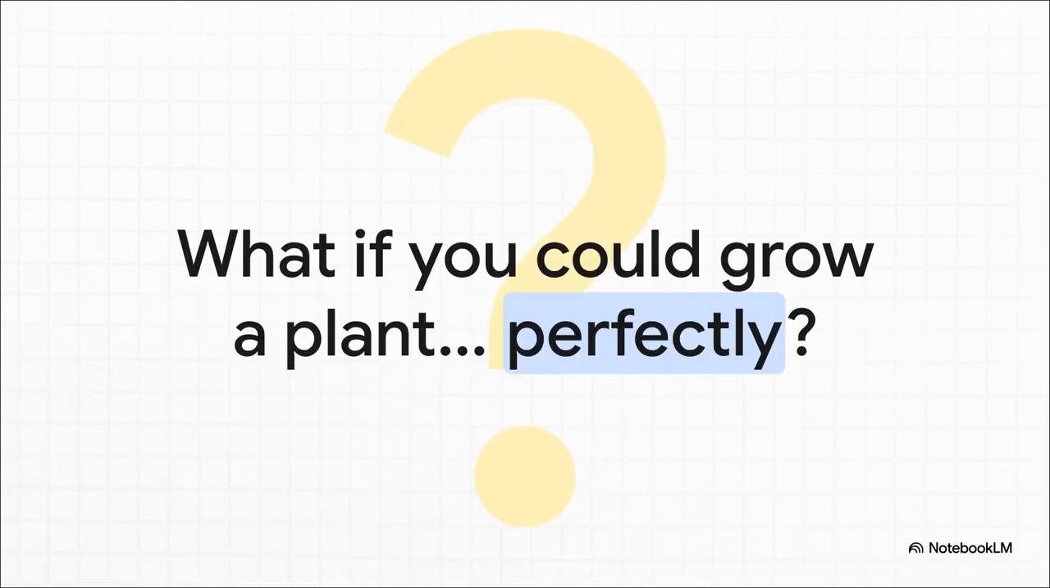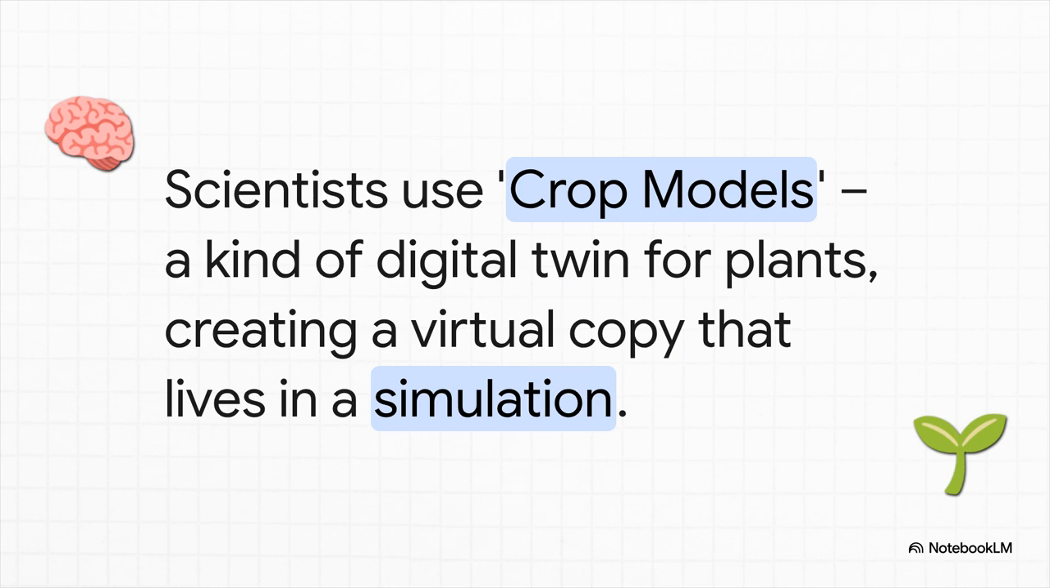So let's just think about this for a second. Imagine you could give a plant the perfect amount of light, the perfect amount of water, the perfect temperature for every single moment of its life. I mean, no guesswork, no bad weather, just absolute peak growth, from the second it's a seed to the moment you harvest it. That's the dream, isn't it? Well, that dream is actually becoming a reality, thanks to something called a crop model.